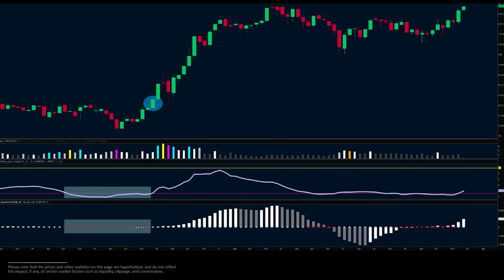So what is Tesla doing now? Well, it's been in a squeeze all year.